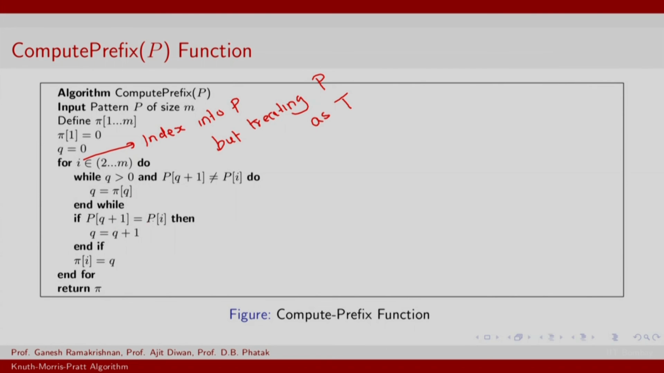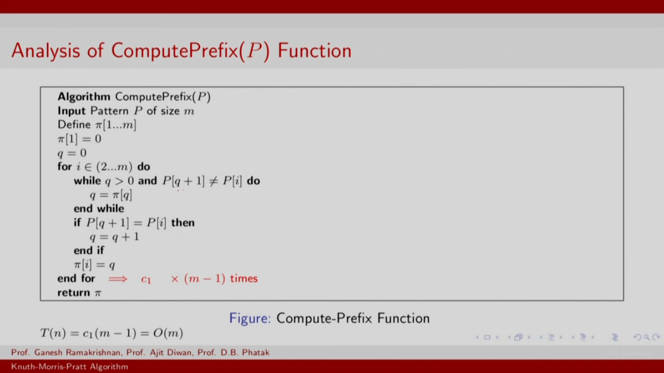Once P of Q plus 1 equals P of I, once you have actually exited this loop, then Q is set to Q plus 1, which means you are looking for the next lookup, and pi of I is set to Q, the length of the longest prefix of P which is a proper suffix of P sub I.